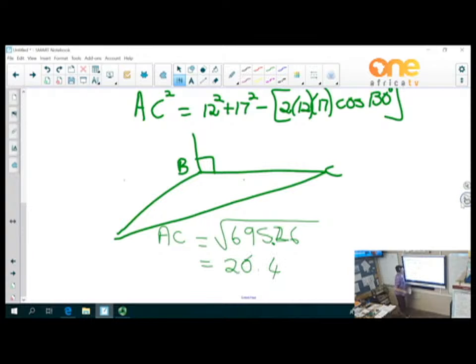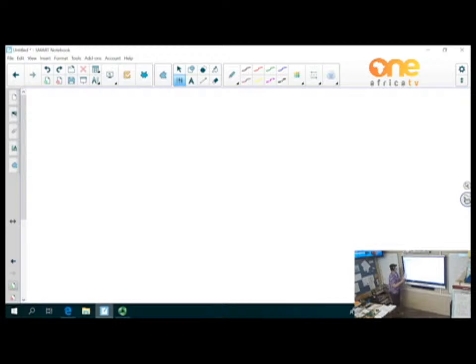26.4. Yes. That's the correct answer. Right, then the next one is now number B2. So this time they say BCA. And in this case, I will use the sine rule because you've got opposite sides and opposite angles. So we say sine C over which one side is opposite this one? The 12. And then it is sine 130 degrees.